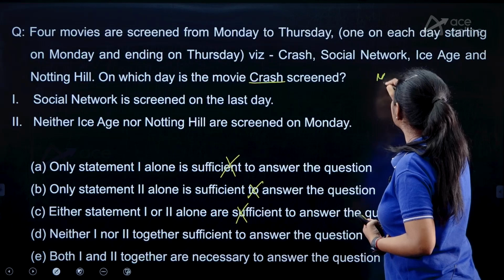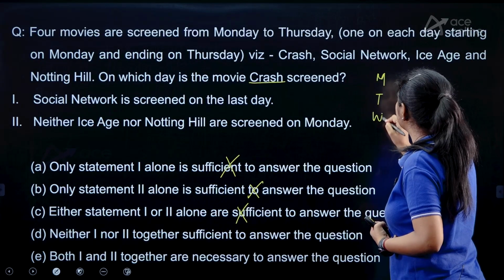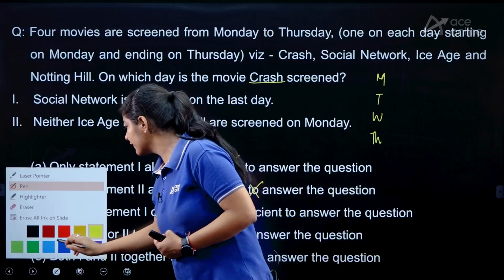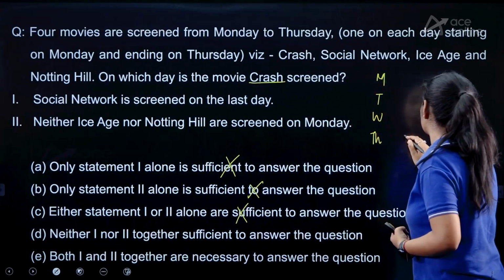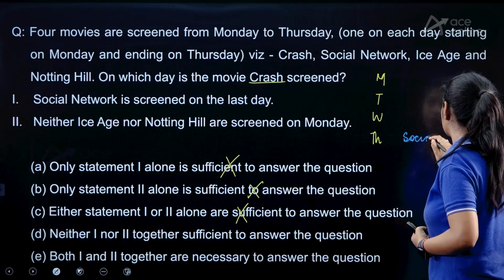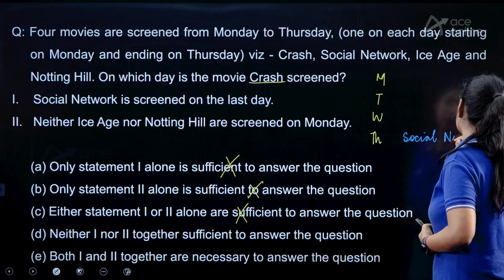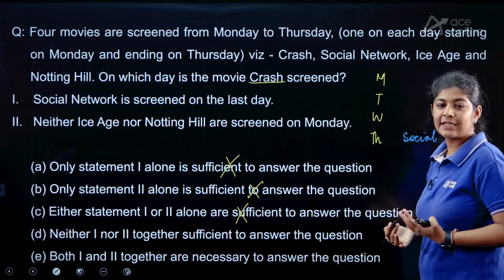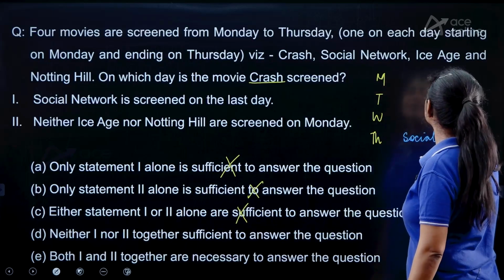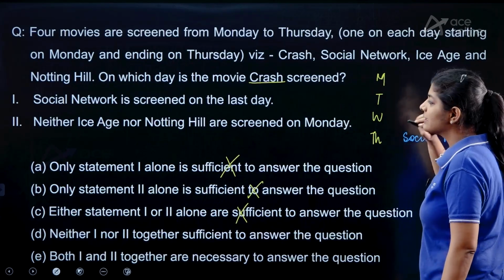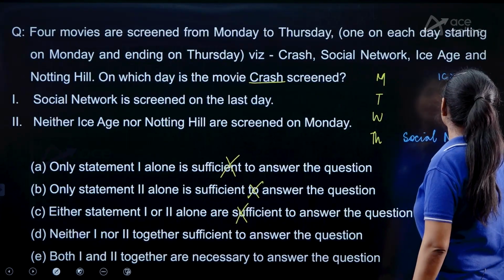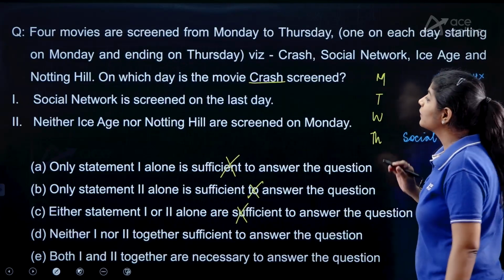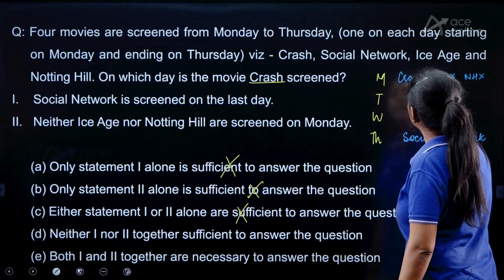So the days that we are having are Monday, Tuesday, Wednesday and Thursday. On Thursday, which movie are we having? We are having Social Network. And the second statement is saying that Ice Age is not going to screen on Monday, as well as Notting Hill is also not going to screen on this day. So we are only left with one movie, that is nothing but Crash.